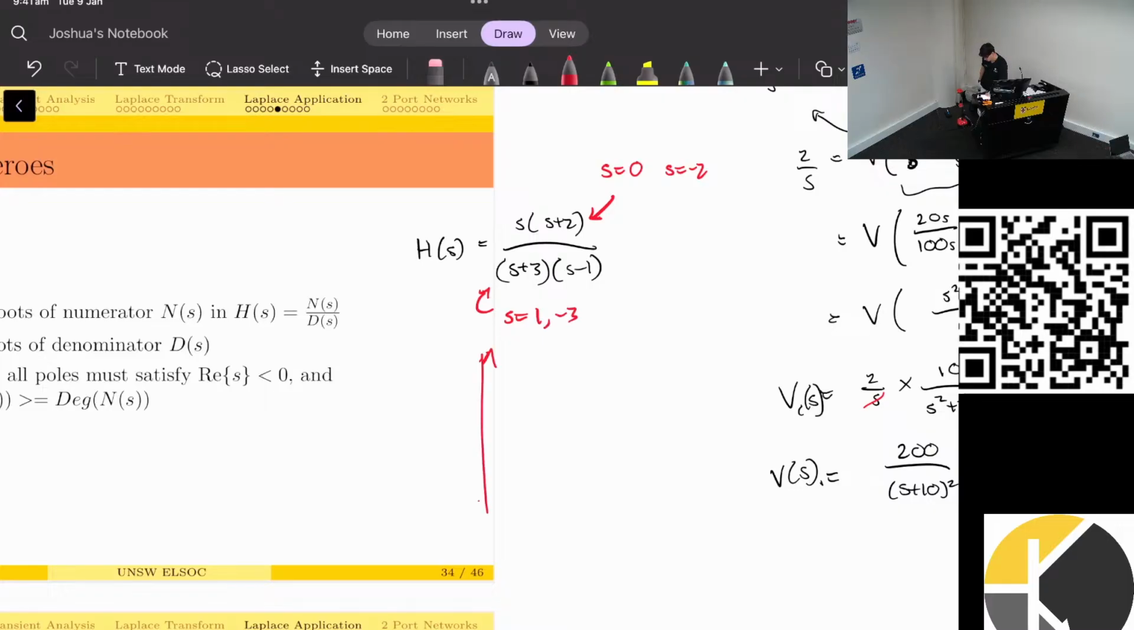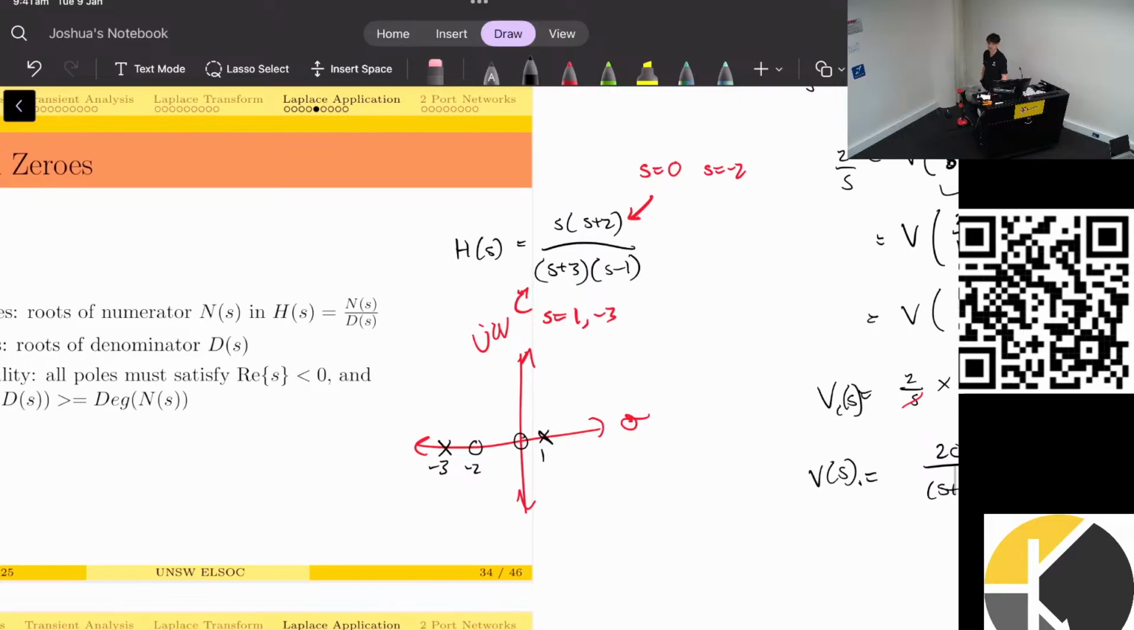If you're asked to draw it on the S-plane, this is what it might look like. So we have a 0. A zero is denoted by a circle, or a 0. So this is at minus 2. And then we would have a pole, which is denoted by x, at 1, and a pole at minus 3.